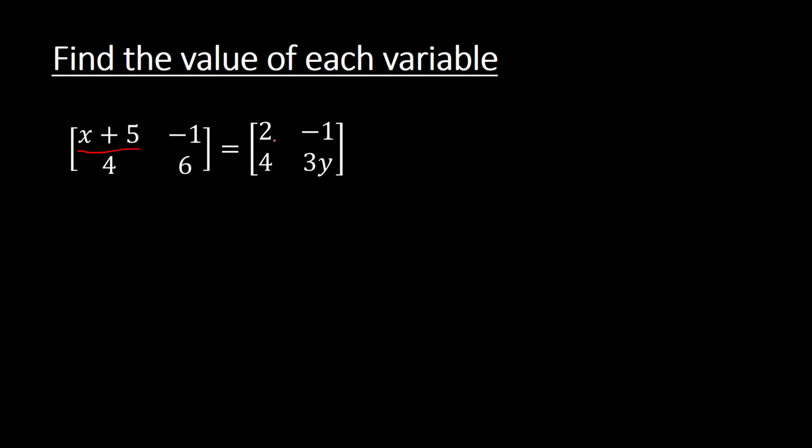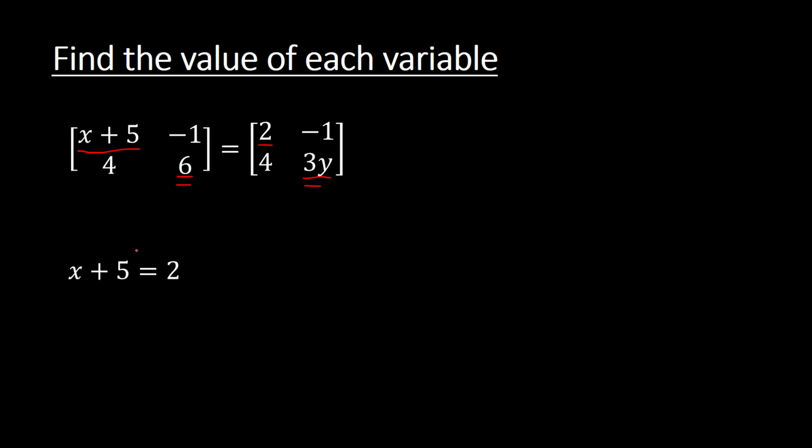Now, given the idea of equal matrices, let's say you're given 2 matrices like this that are equal, and your objective is to find the value of the different variables. Well, if they're equal, we know that the corresponding parts are going to be equal. So the x plus 5 would equal this 2, and the 6 would equal 3y. So I can set them equal to each other and then solve.